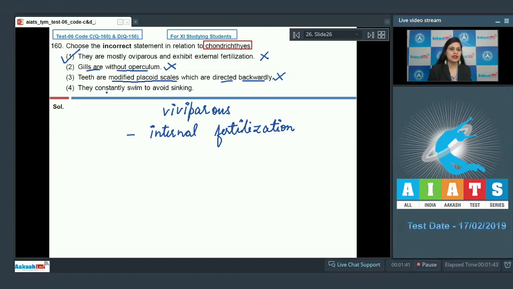The last statement is they constantly swim to avoid sinking, and as it is also a correct statement, so this cannot be a correct answer to our question, because cartilaginous fishes, they lack air bladder or swim bladder, and so they constantly swim to avoid sinking. So the correct answer to this question is option number 1. Let's proceed to the next question.